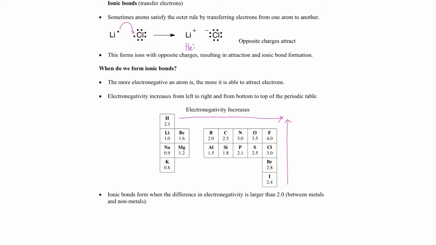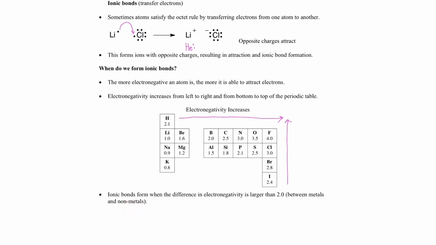Generally, you will see that ionic bonds form when the difference in electronegativity is greater than 2. So let's look at lithium, it's 1, and chlorine, it's 3. So the difference is 2.0. I've seen it being slightly different in different textbooks. I've seen 1.8, 1.6. So just know that usually if it's between a metal and a nonmetal, you will form an ionic bond.